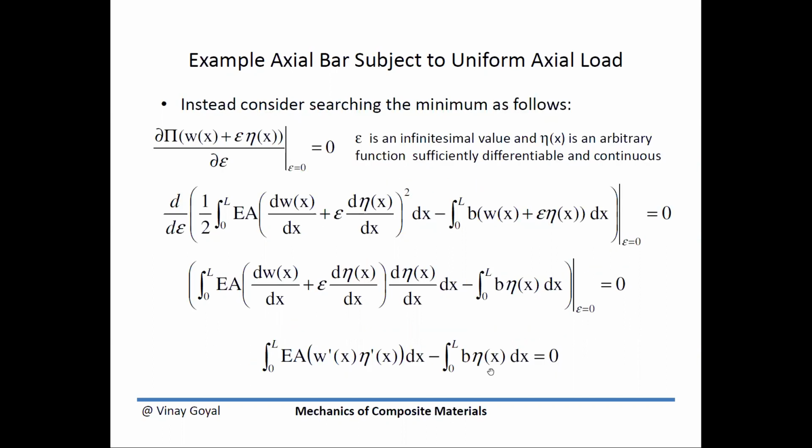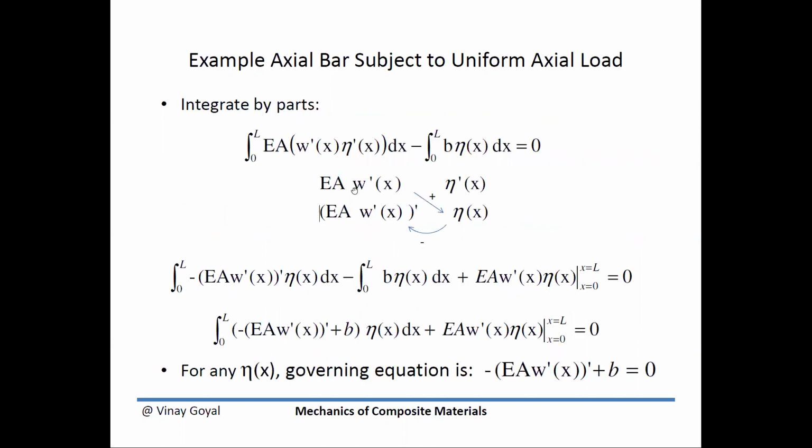Now, what I really want to do, since eta is arbitrary, is get rid of this prime somehow. So I want to be able to factor eta out, and I don't know how to do that. To do that, I want to integrate by parts. I'm going to teach you one way of doing that. So EAW prime is on the left-hand side, eta prime is on the right-hand side. So I'm going to break it up like that.